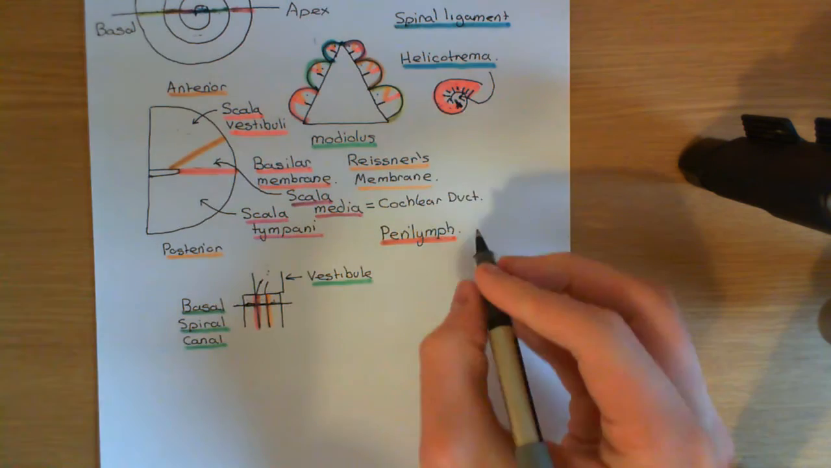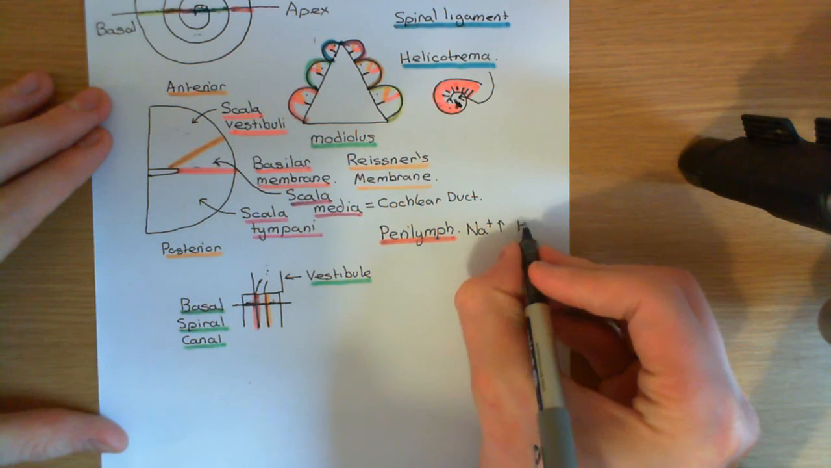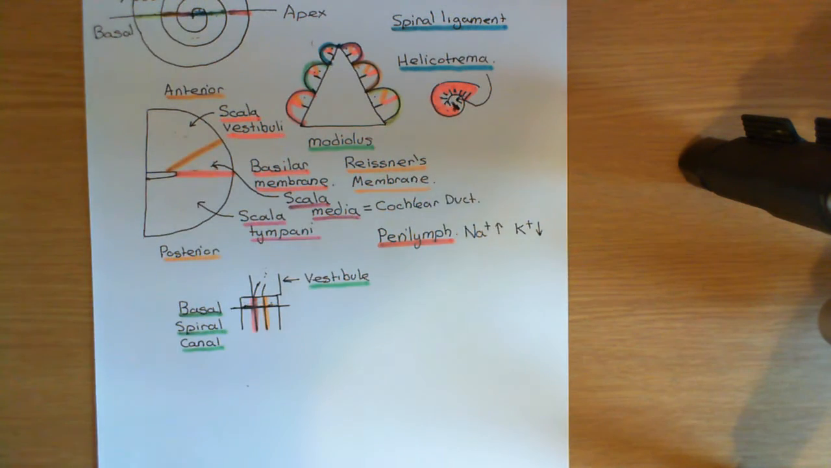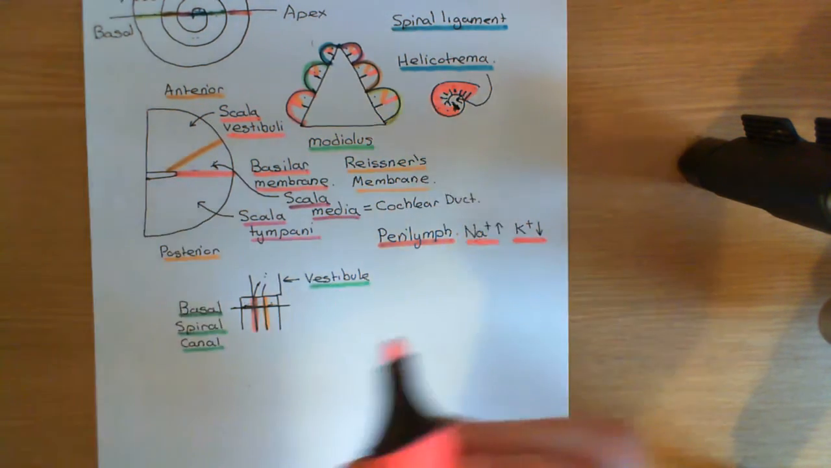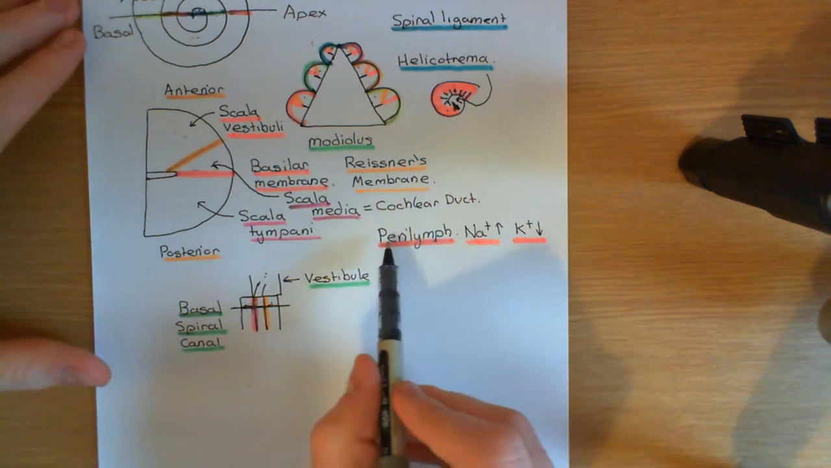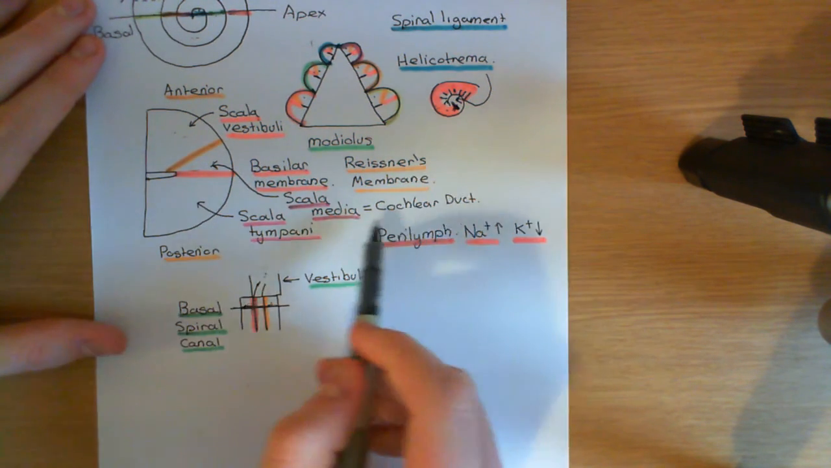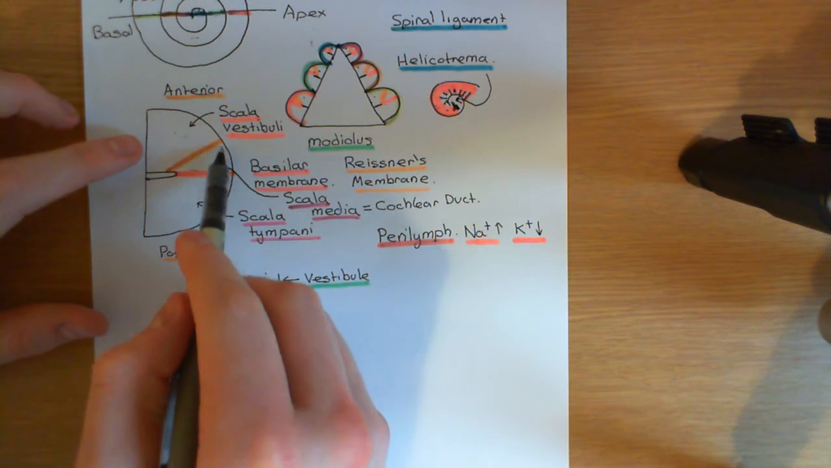And what do I mean by a normal extracellular fluid? Well, I mean it has a very high sodium concentration and a low potassium concentration, which is the normal ratio for an extracellular fluid. Normally, the fluid outside of cells has a high sodium concentration and a low potassium concentration. And conversely, the concentration of potassium inside cells is very high and the concentration of sodium is very low. So the perilymph is a normalish extracellular fluid, and that's what is going to be in all of these spaces surrounding the important cochlear duct.